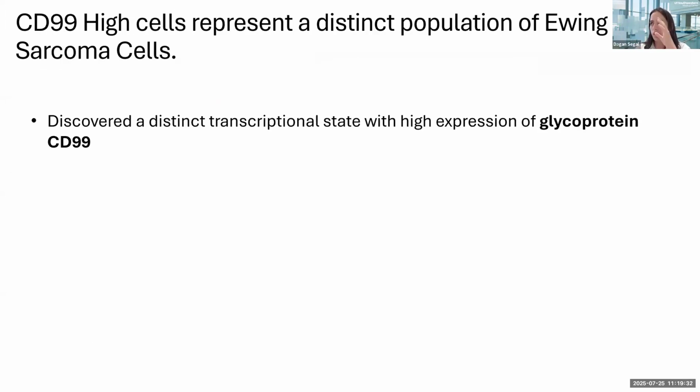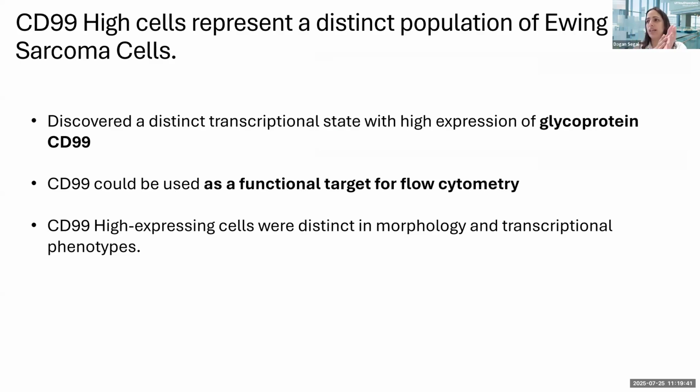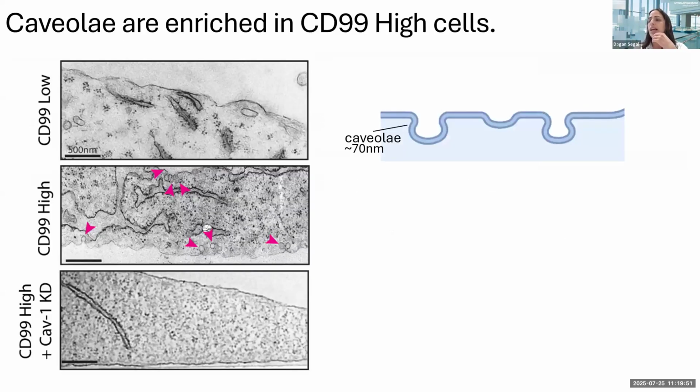So what I've showed you so far in the second project is that we've discovered this distinct transcriptional state and identified CD99, which we can use as a flow cytometry target to identify this CD99 high population, which is morphologically and transcriptionally distinct. So I wondered what could be driving the CD99 high phenotype. And something that caught our attention was when we looked at these cells at the ultrastructure level. And we saw that CD99 high cells are really enriched for these membrane invaginations called caveolae.